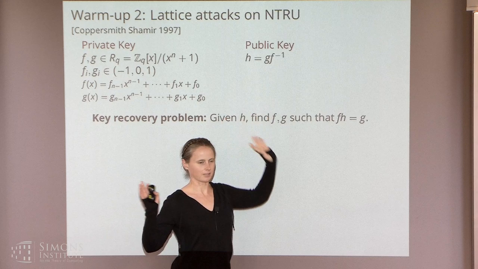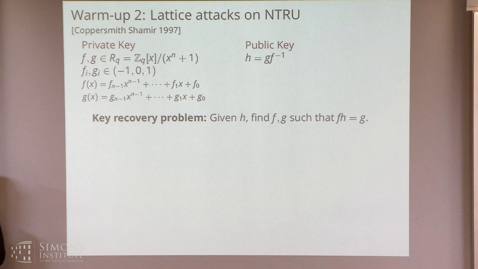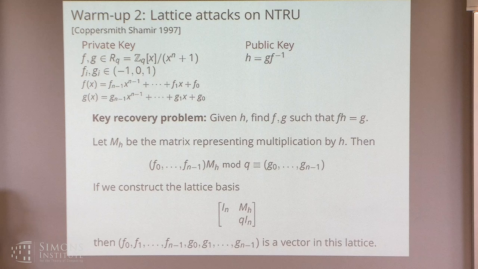Value computed over this ring. And then the NTRU problem, among the other things that you might want to do, is given the public key, how hard is it to compute the secret key? So the factors. And so the Coppersmith and Shamir attack looks as follows.